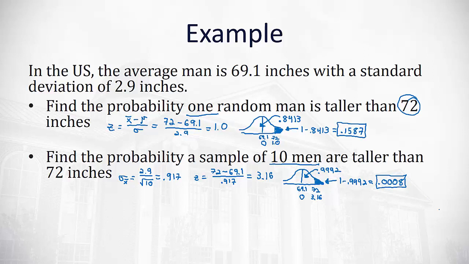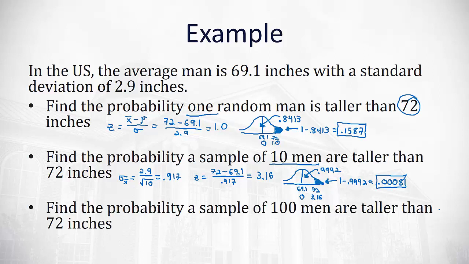Notice how different these two probabilities are. If we're just looking at one random man, one random person taller than 72 happens about 15 or 16% of the time. But if we take a sample of 10 random men and average them, the tall ones are averaged out with the short ones, and we're moved closer to the mean in the center, which means it's going to be less likely for us to be as far away from the mean. In fact, our probability drops from almost 16% to 0.08%. Very, very small.